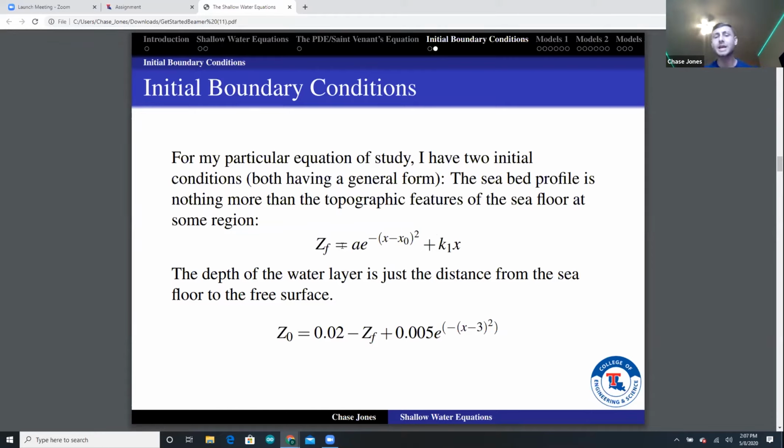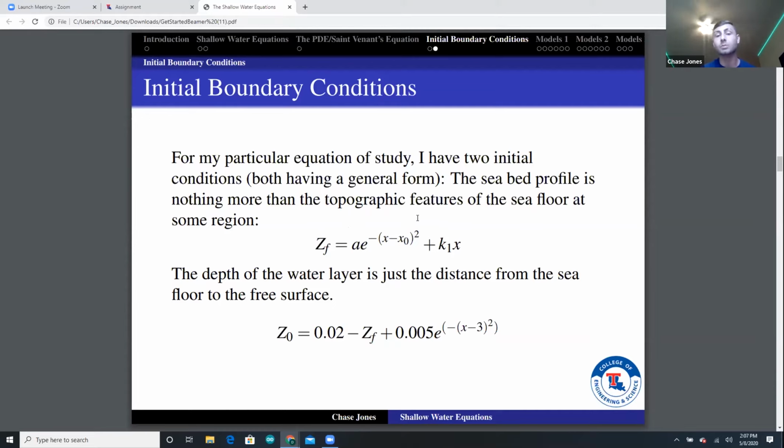This A term gives me the amplitude of my sea ridge. So how high is my sea ridge? In every system that I consider, I've implemented a ridge, which is either a local or global extreme in my aquatic system, to show how a wave behaves after it passes over some ridge at some X location. So this is nothing more than the amplitude of that ridge.